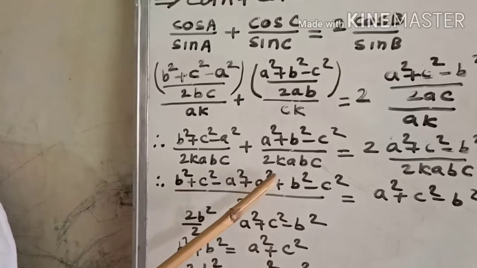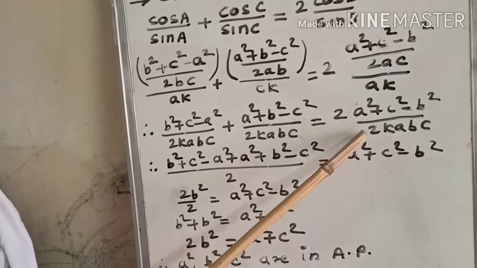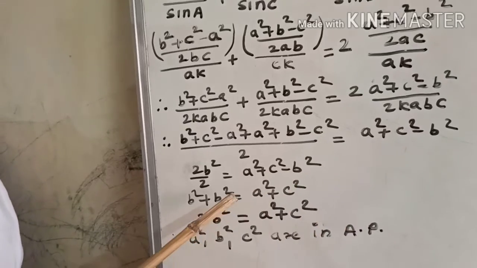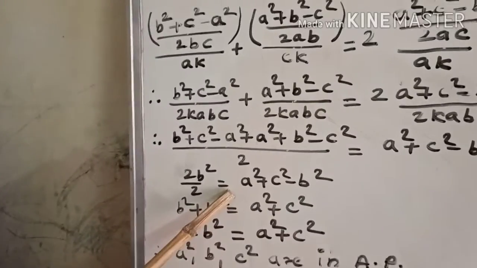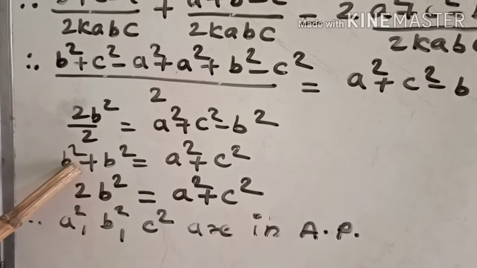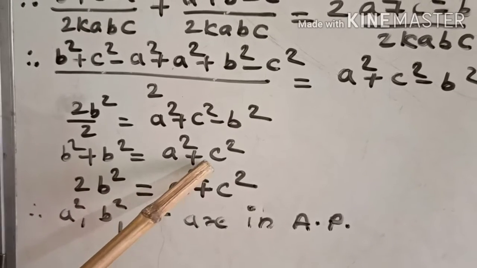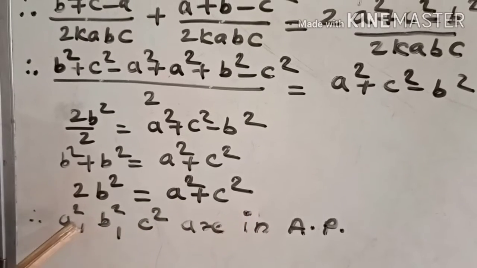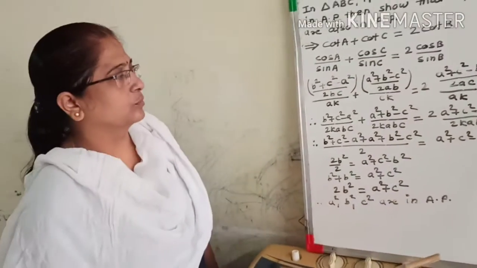Therefore we get 2b square upon 2, and here 2 cancels, equal to a square plus c square minus b square. Then 2b square upon 2 is equal to a square plus c square minus b square. So b square plus b square is equal to a square plus c square. 2b square is equal to a square plus c square. Therefore a square, b square, c square are in AP. This we have to prove.